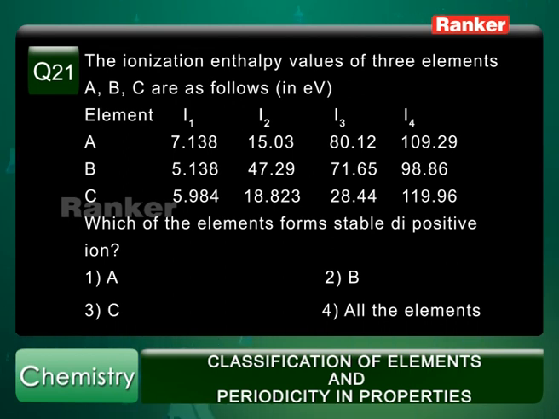Element B: I1 is 5.138, I2 is 47.29, I3 is 71.65 and I4 is 98.86. You can realize here that there is a huge difference between I1 and I2. So, this element is supposed to have only one valence electron.